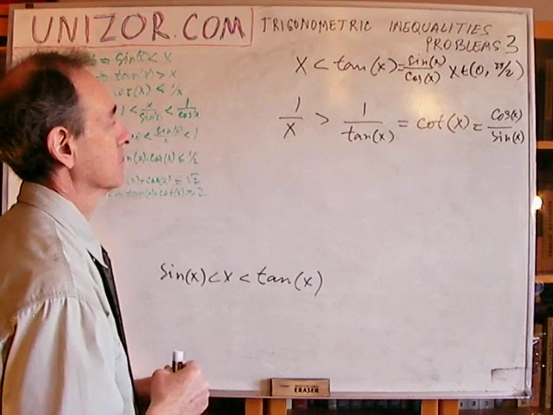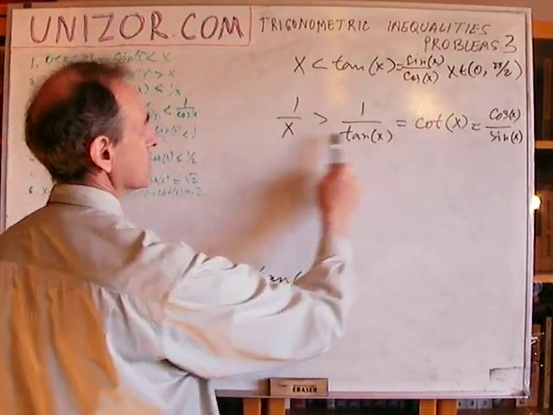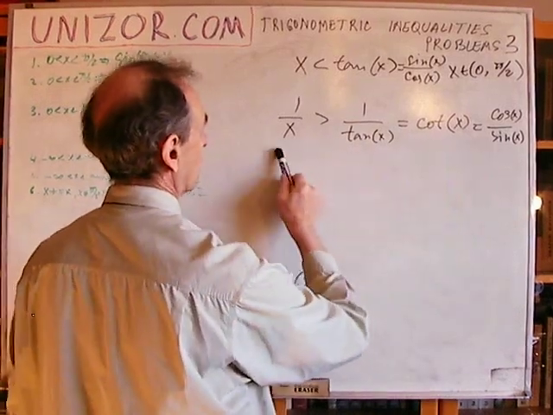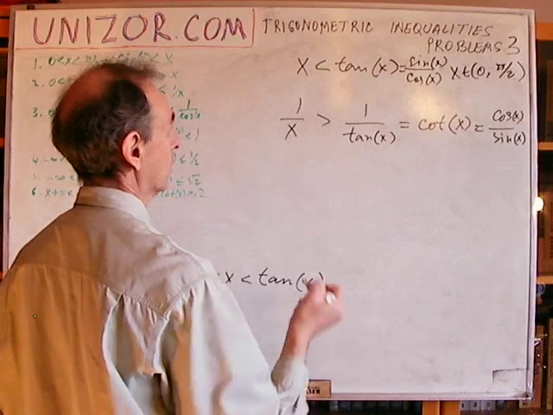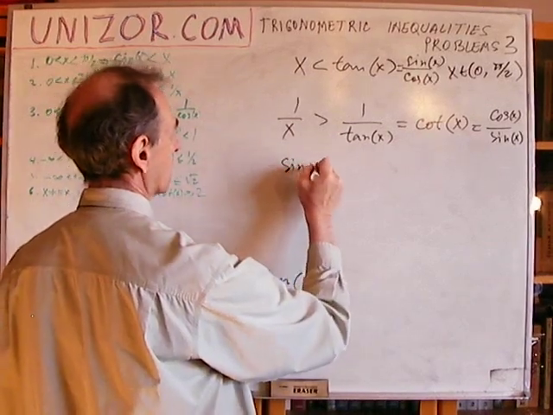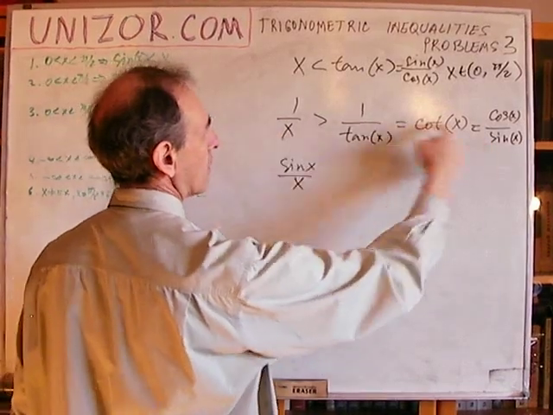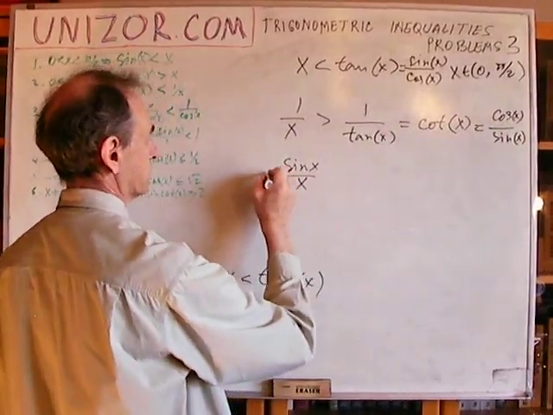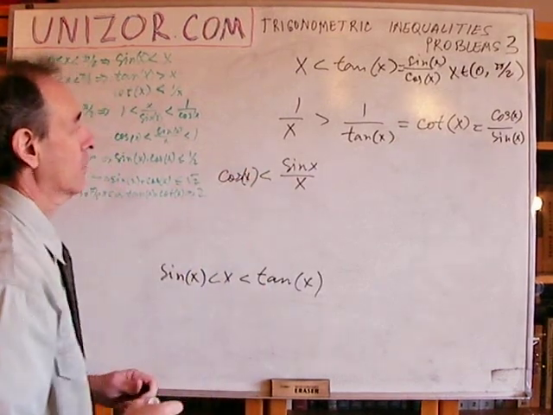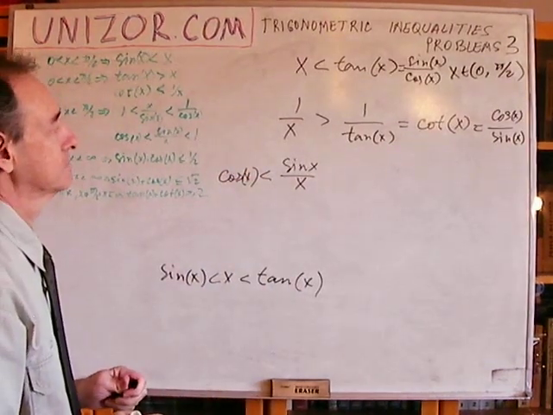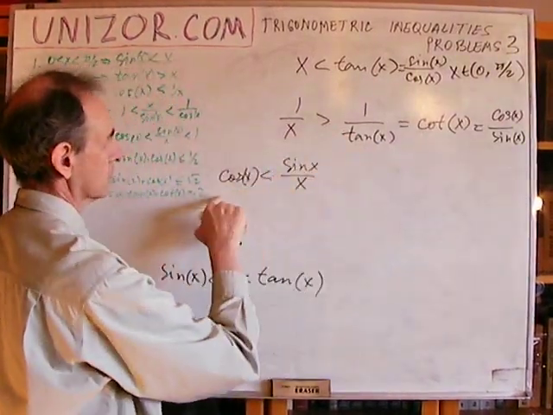Now, what else can be said around here? Well, from this, you can always multiply it by sine, and you will have that sine of x divided by x is greater than the cosine. Right? So cosine is smaller, so I put it on the left.